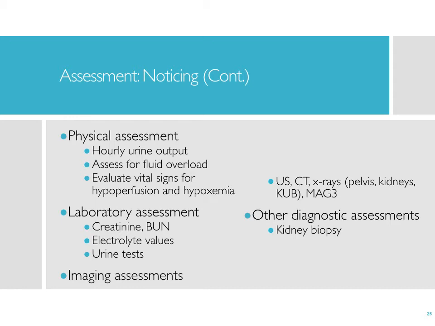When we look at imaging assessments, we may look at an ultrasound of the kidneys, a CT, x-rays that look specifically at the pelvis, the kidneys, and with that, that would be a KUB, and the MAG3s. Other diagnostic assessments might be a kidney biopsy to look at damage of the kidney.